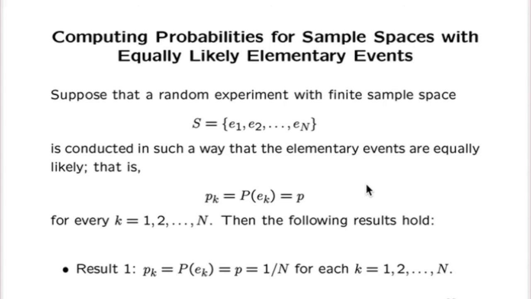And so when the experiment is conducted in that way, then we have a couple of results that are going to be very, very helpful to us. Number one, what is this value? What is this common probability? Well, the common probability is 1 over cap n, where cap n is the number of elementary events in the sample space. So if there are 10 elementary events in the sample space, and the experiment is conducted in such a way that the elementary events are equally likely, then each of those elementary events would have a probability of 1/10. Okay, so very, very simple. I'm sure that you're very familiar with that.